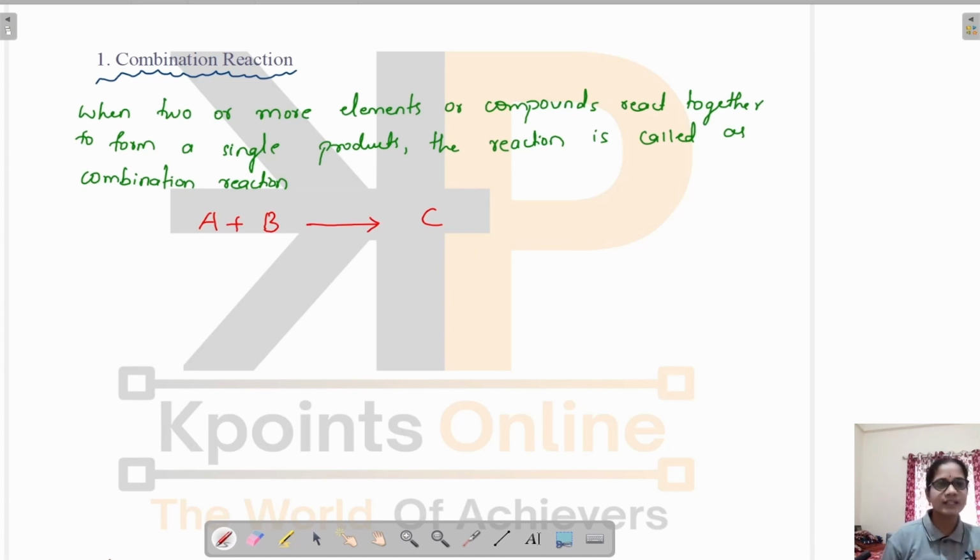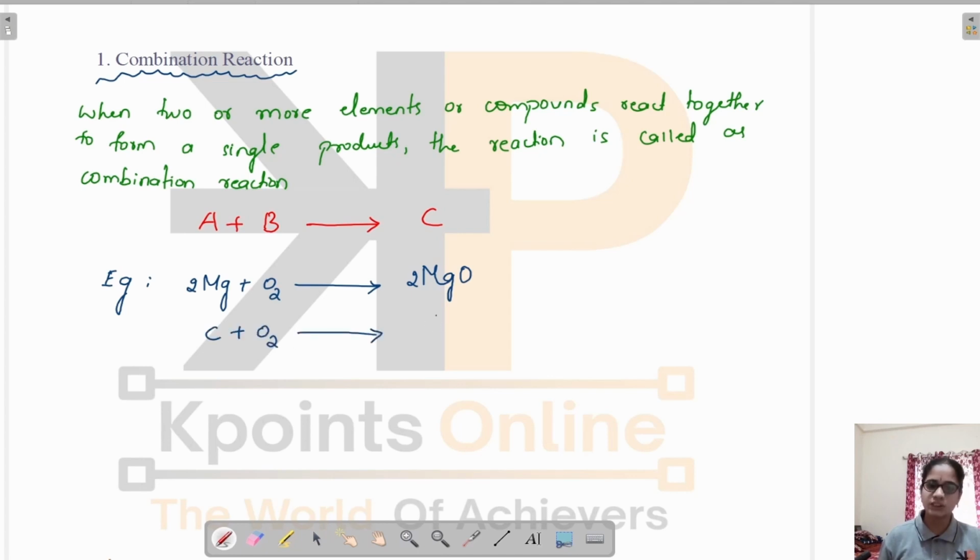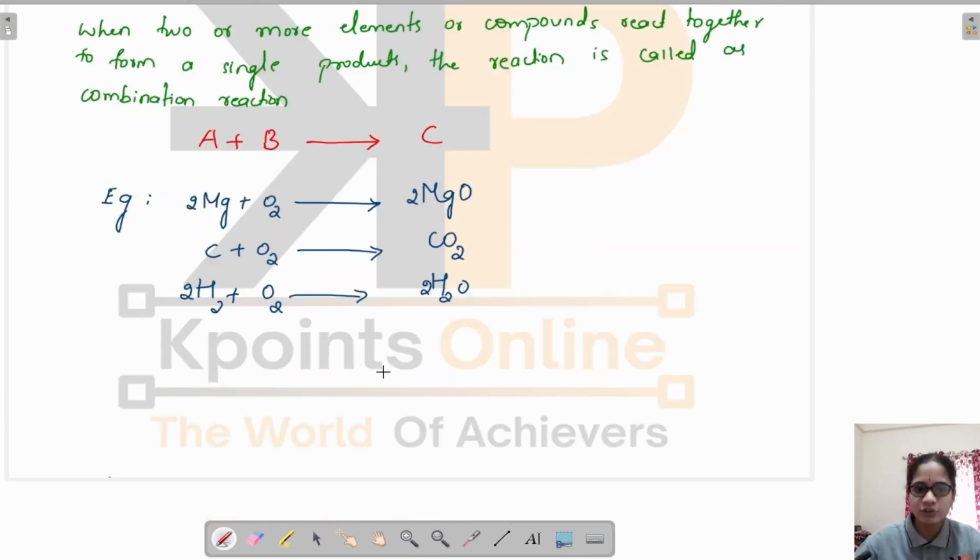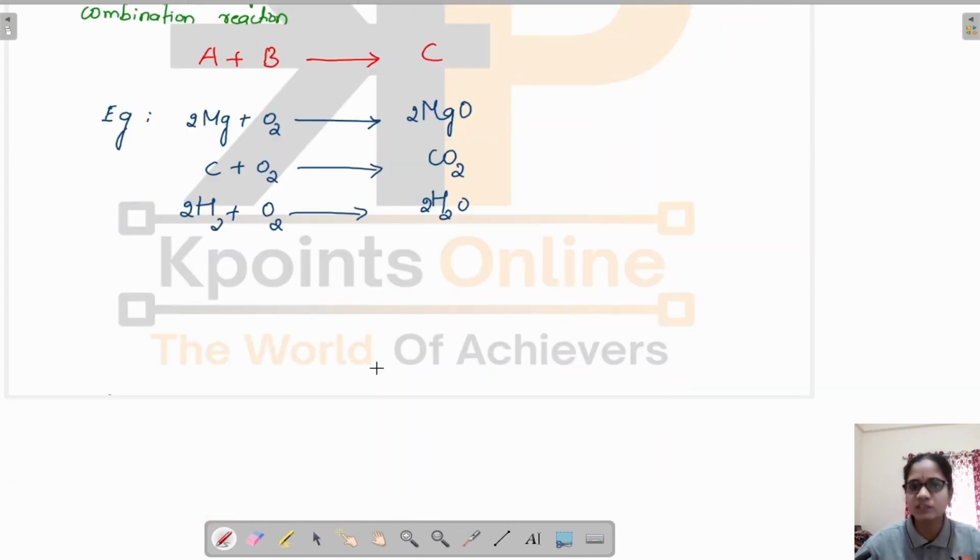Okay, we can give many examples. Reaction of magnesium with oxygen, then formation of carbon dioxide is a combination reaction, then formation of water. These are different examples for combination reaction. Two or more elements or compounds are reacting here, but the product formed is only one. That type of reaction is called combination reaction.